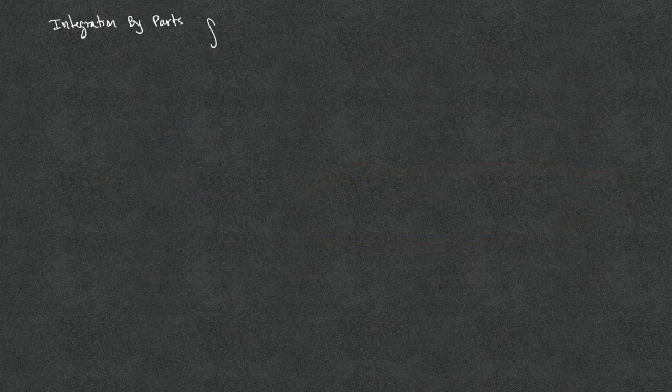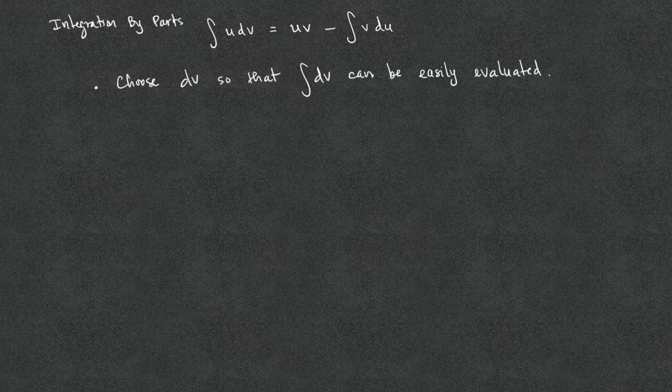Integration by parts guarantees that the integral of u dv is uv minus the integral of v du. The choice of u and dv is important. Choose dv so that the antiderivative of dv can be easily evaluated. Similarly, choose u so that the derivative of u is simpler than u itself. We will know that we have a poor choice of u and dv if the integral on the right side is more complicated than the original integral.